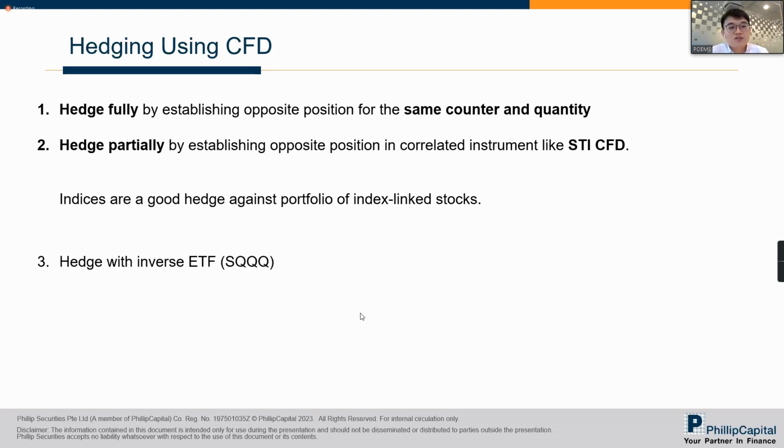So indices are a good hedge against a portfolio of index-linked stocks. Those index-linked stocks, what we mean is what I mentioned just now, DBS and SIA, those big companies. Also, you can hedge with the inverse ETF like SQQQ. It's a short of the Nasdaq 100.